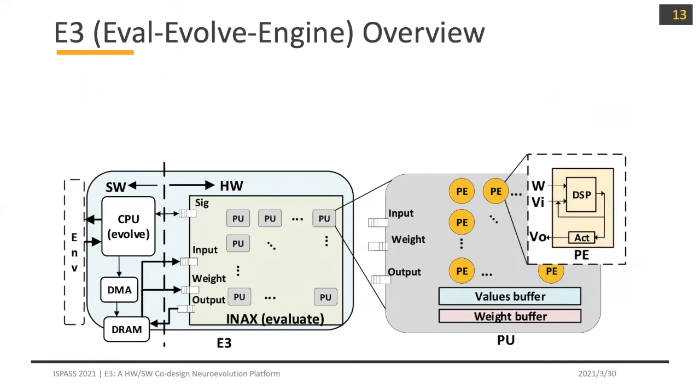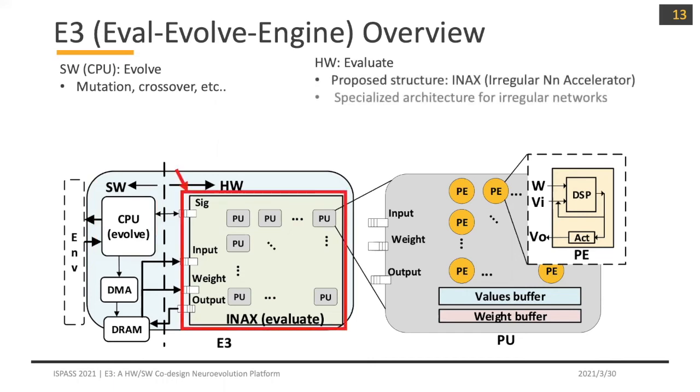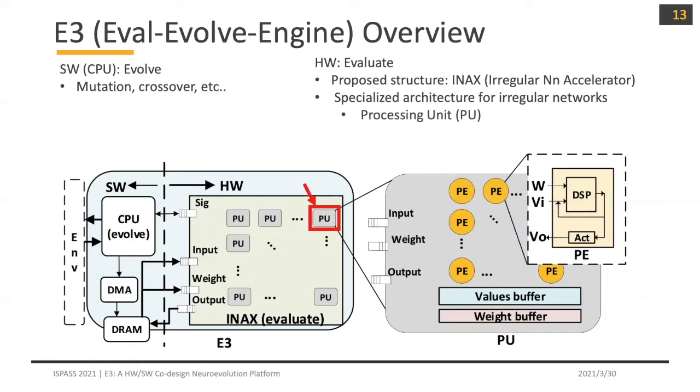Now let's look at the architecture of E3, Eval Evolve Engine. It has a software part and a hardware part. The software part is in the CPU, which deals with the evolve function, including mutation, crossover, and so on. The hardware part is dealing with evaluate. And we propose a structure for it. It's called INEX, Irregular Neural Network Accelerator, which is a very specialized architecture for irregular networks. Inside INEX, there are a lot of processing units, PUs. And in each PU, there are a bunch of processing elements, PEs.